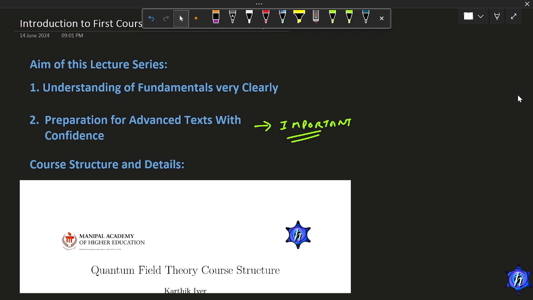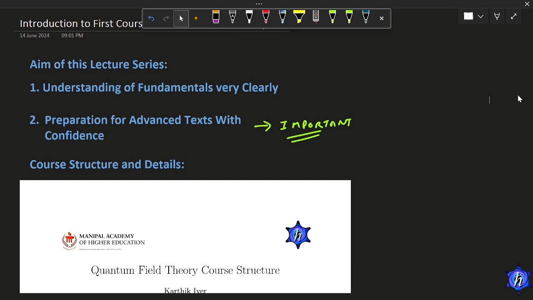Now, in this lecture series, we are going to undertake an immense task of studying quantum field theory as our first course. The aim of this lecture series is twofold. One is to understand the fundamentals of quantum field theory very clearly. Second is for you to prepare for advanced texts like Peskin and Schroeder with confidence.